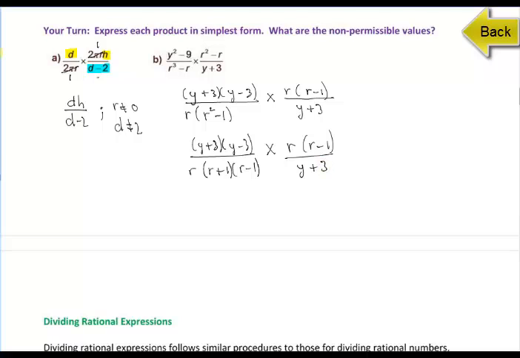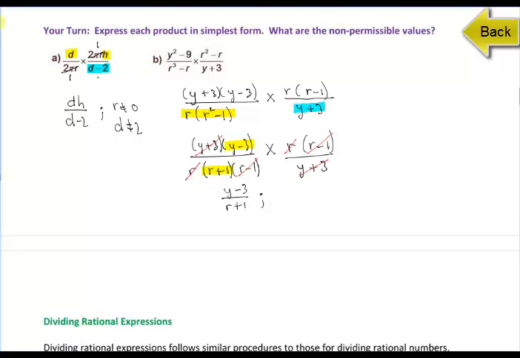Okay, so what can we reduce? We can reduce a y plus 3 and a y plus 3. We can reduce an r minus 1 and an r minus 1. And we can reduce an r and an r. So what does that leave us with? A y minus 3 in the numerator and r plus 1 in the denominator. So we have y minus 3 over r plus 1.